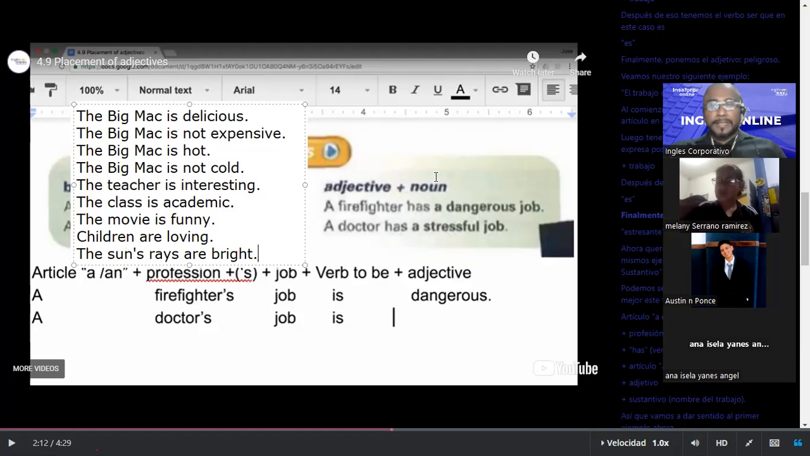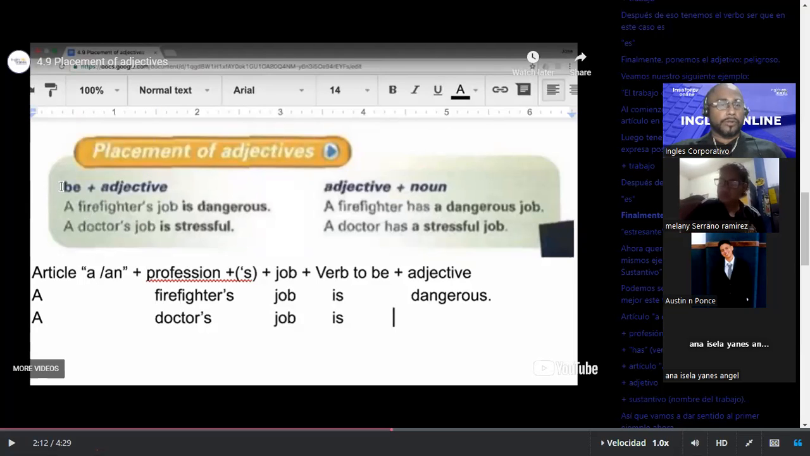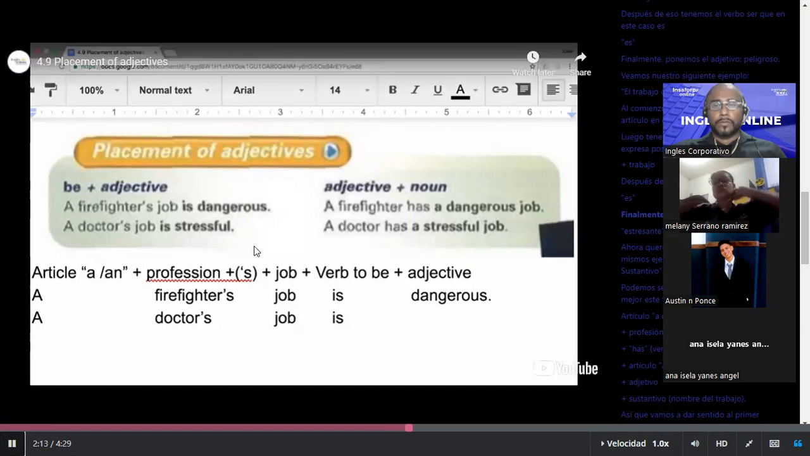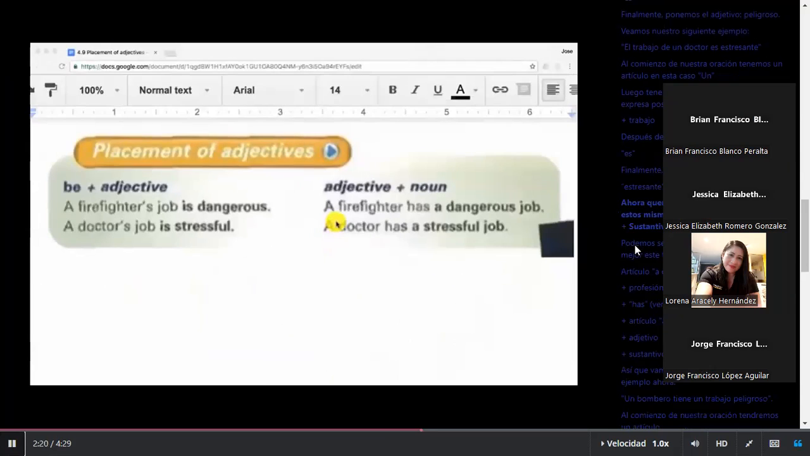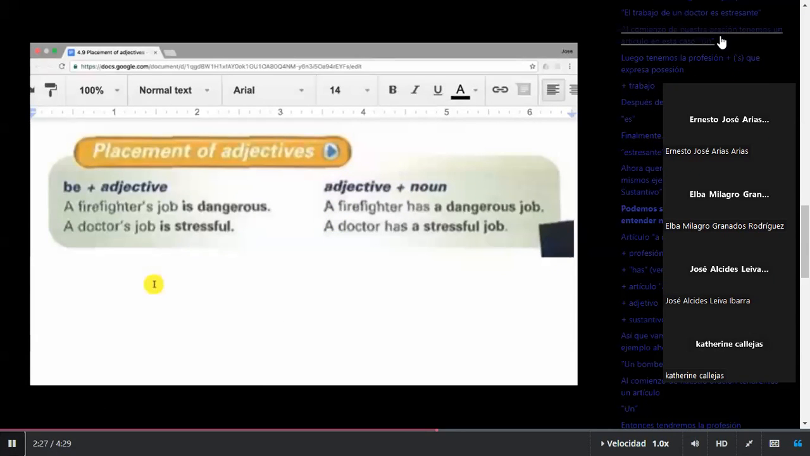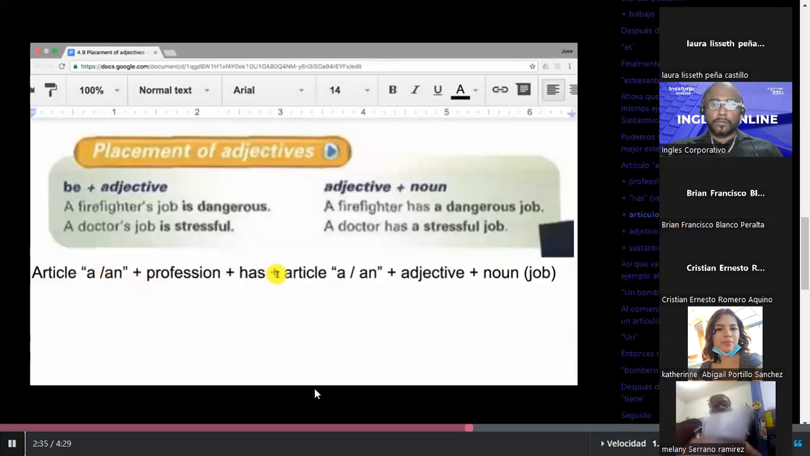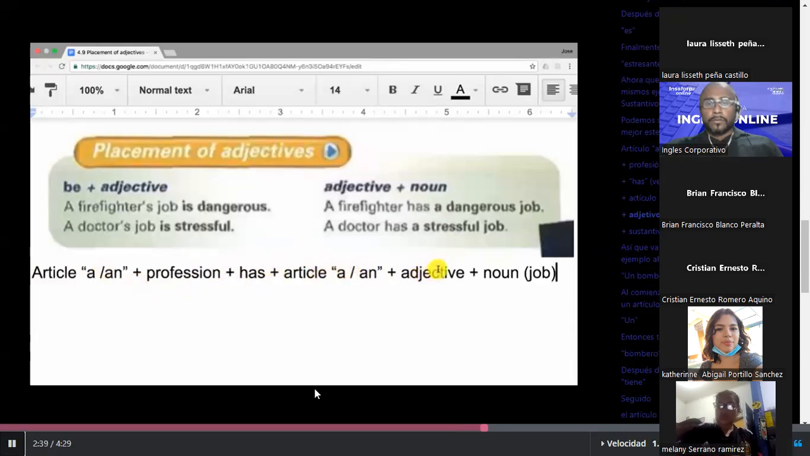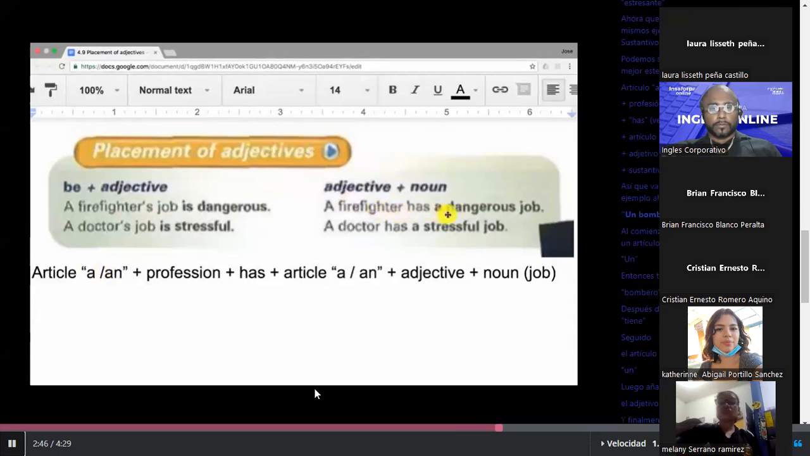All right. Veamos la otra parte, que es adjective plus noun. Ahorita vimos be verb plus adjective. Ahora vamos a ver adjective plus noun. We have the adjective stressful. Now we want to express these same examples using adjective plus noun. We can follow this formula: article, a or an, plus profession, plus has, plus article, a or an, plus adjective, plus noun. So let's make sense of the first example now. A firefighter has a dangerous job.